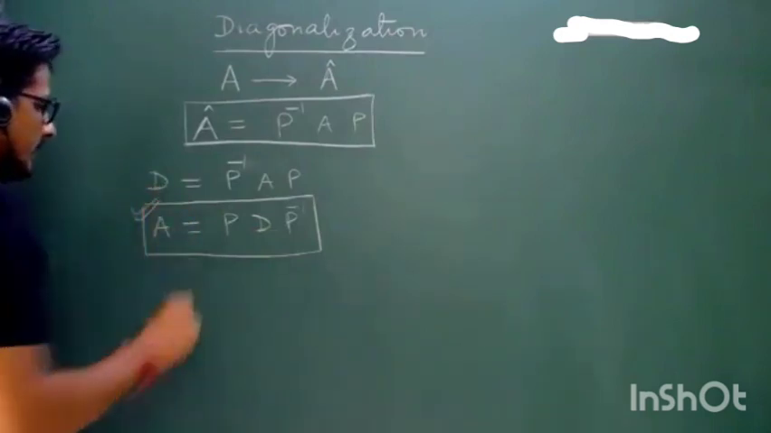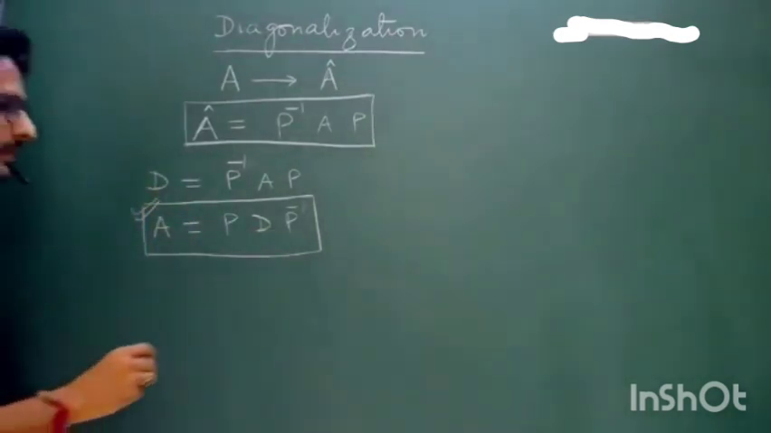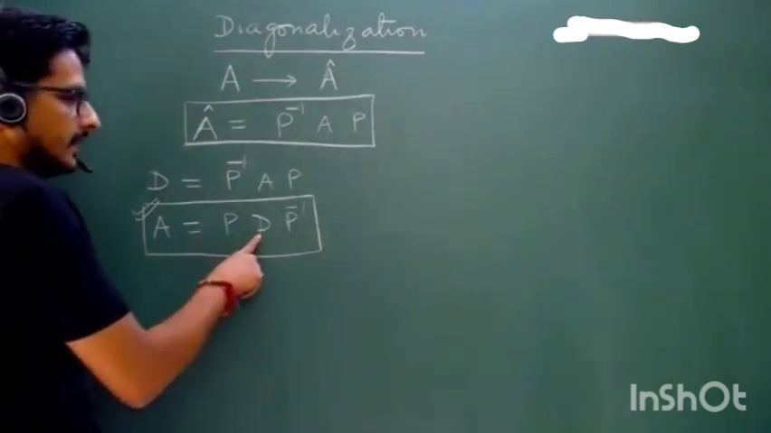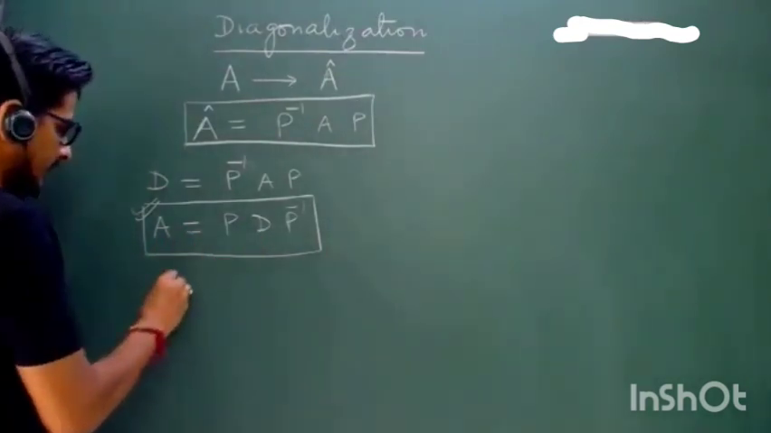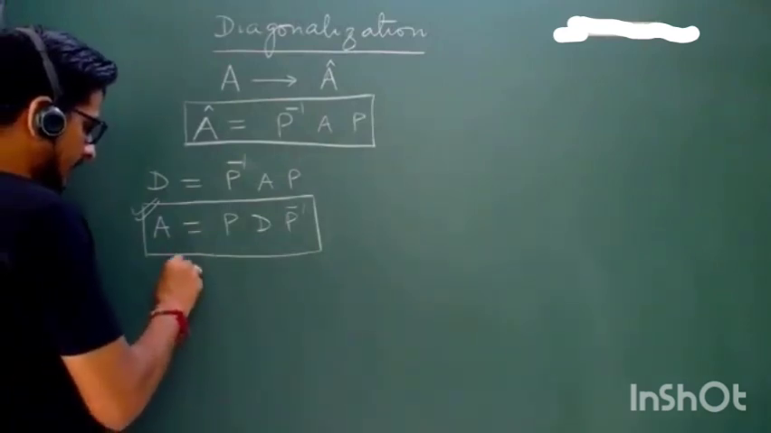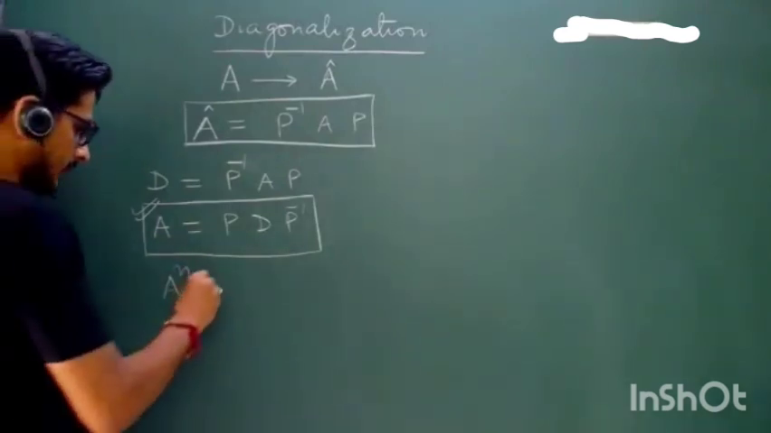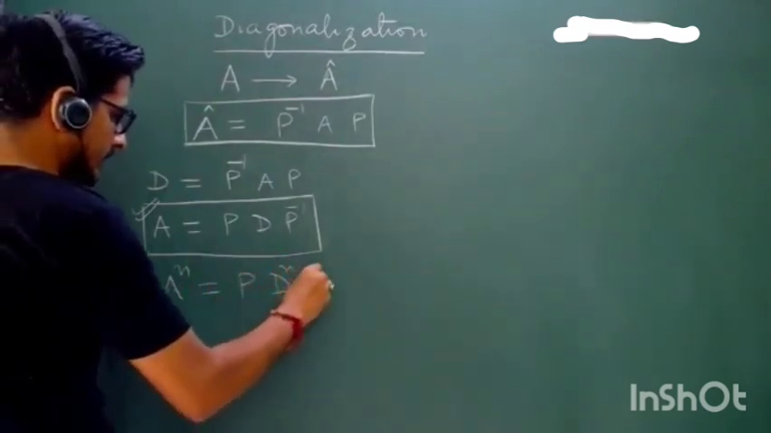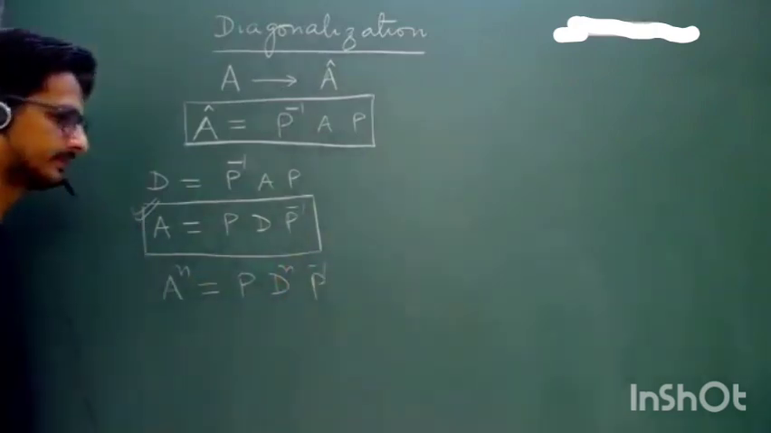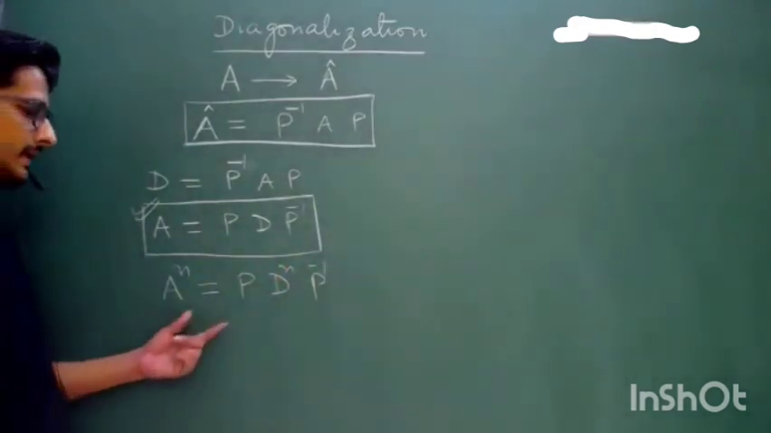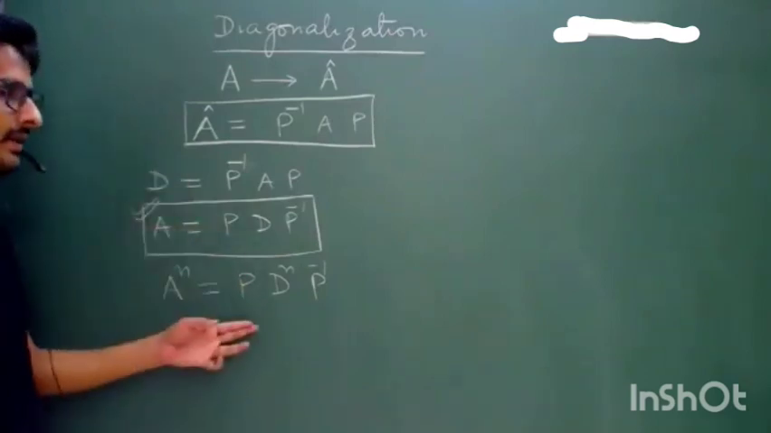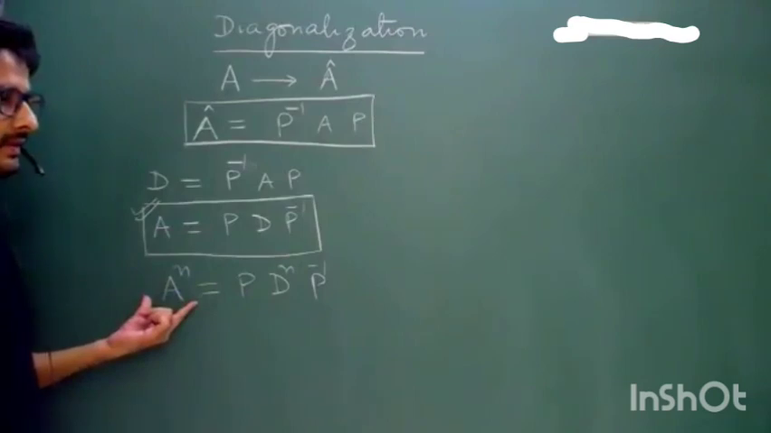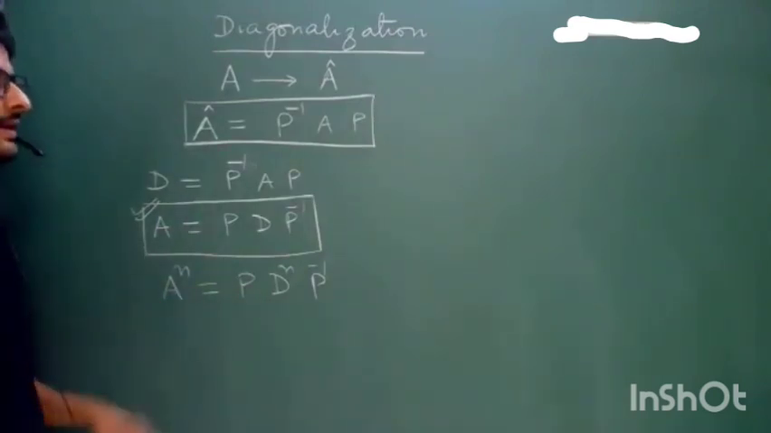This will be very, very important, because any function you apply here will be only translated to this capital D. For example, if I write A to the power N, it will become P D to the power N and P inverse. And it is very easy to write D to the power N, and it is difficult to write A to the power N. So in this form it can be written very easily.